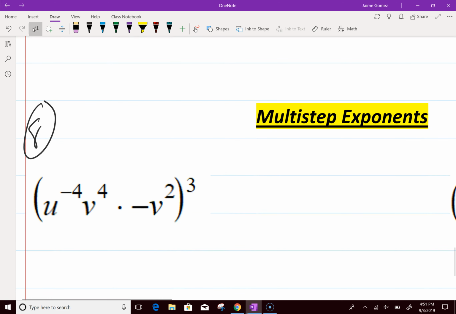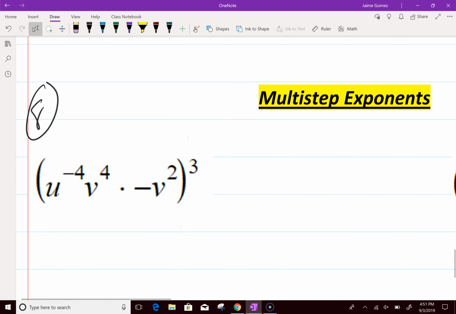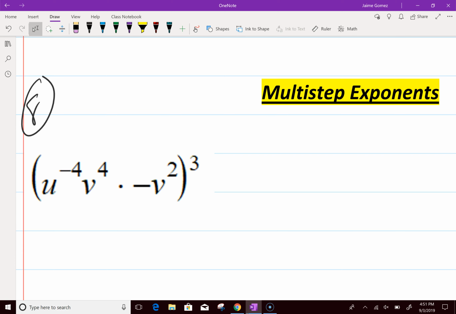Alright, then the last part here is multi-step exponents. So we're going to be doing a lot of things, like all the properties of exponents pretty much, or they can be all of them, at least 2 or 3 at one time. So first thing, we have parentheses here, and there's a 3 on the outside. What does a 3 on the outside mean? Remember that when you have a power to a power, it has to go to all of them.